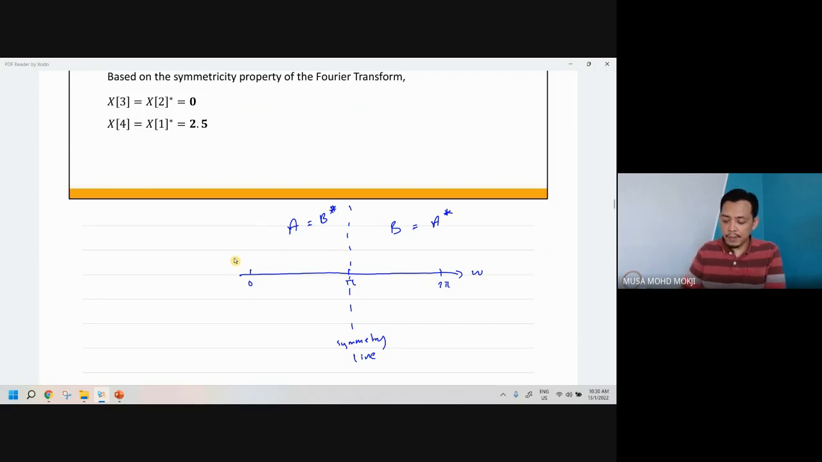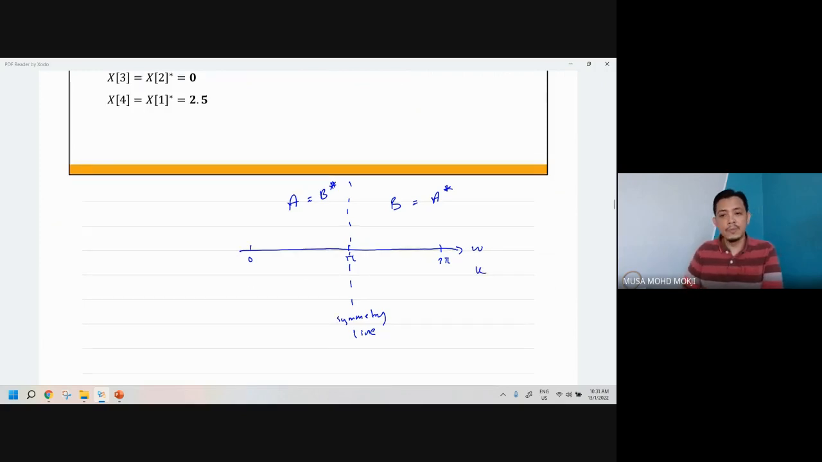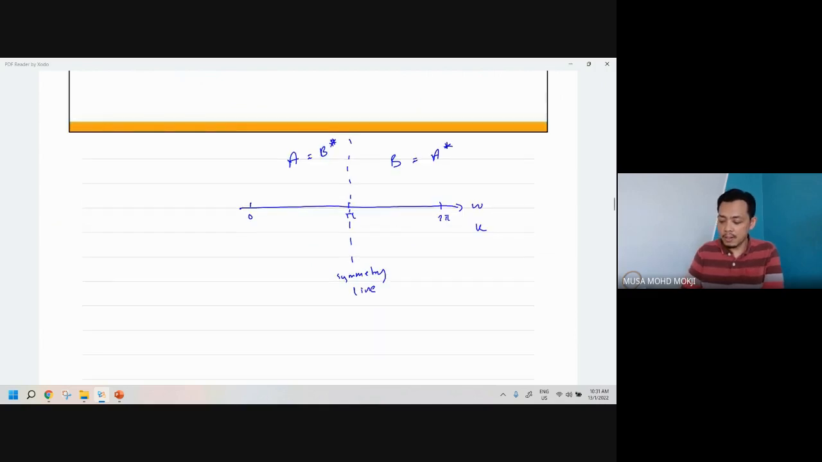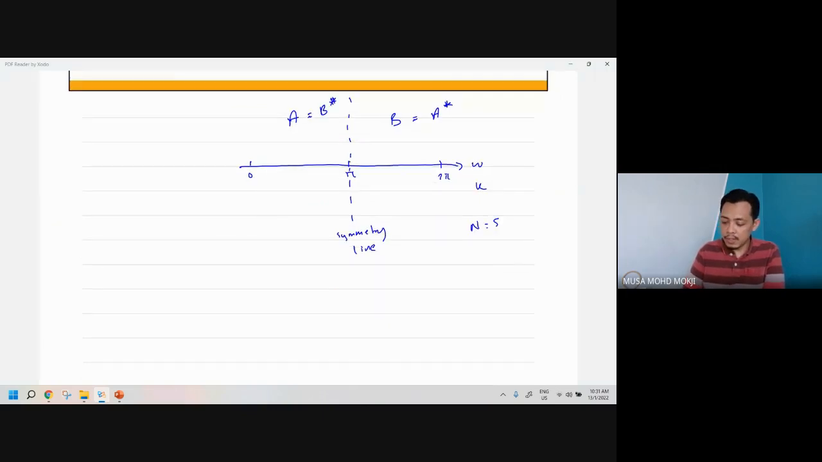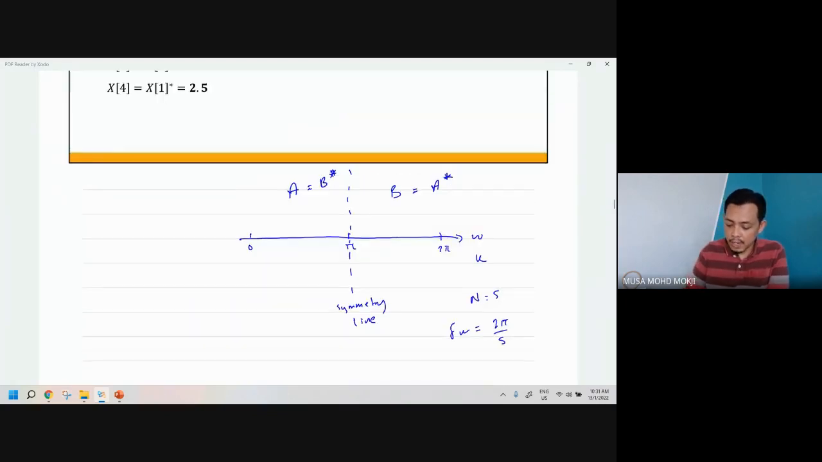Now we have n equal to 5. So what is the delta omega? The delta omega is 2 pi over 5. So we will start at 2 pi over 5, then 4 pi over 5, then 6 pi over 5, and then 8 pi over 5. So what you will have is something like somewhere here, here, here, and over there.